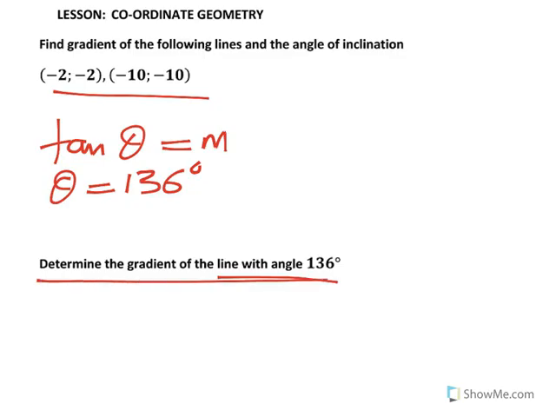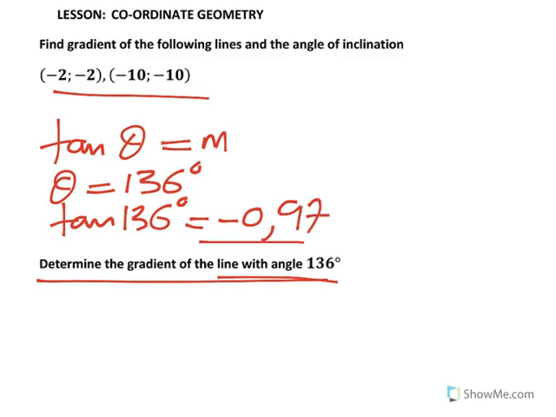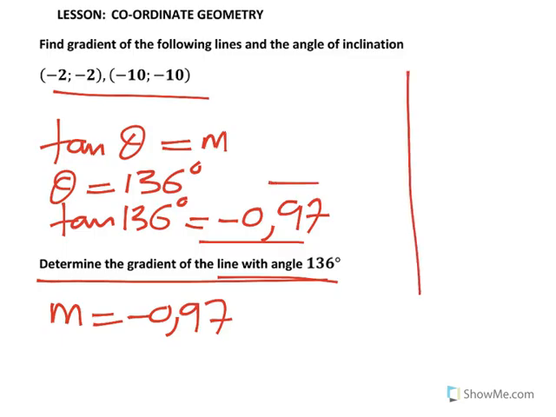Remember, I'm working on this particular problem. So tan 136 degrees is equal to, so you're using a calculator, you punch tan 136, it will give you minus 0.97. So this is the gradient of the line. In other words, m is equal to minus 0.97.